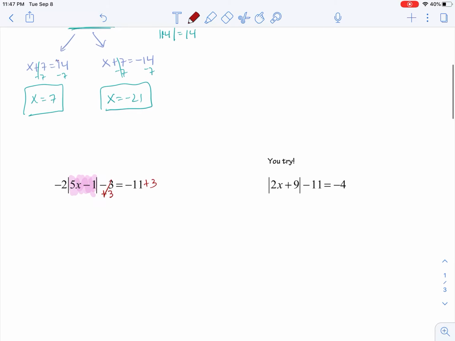And we are going to get, let's scooch this up, negative 2 times 5x minus 1 is equal to negative 8. And you might be thinking, oh my gosh, it's negative, I don't have to do any more work. Oh, stop. Our absolute value is not actually isolated. So this 5x minus 1 needs to be all alone.